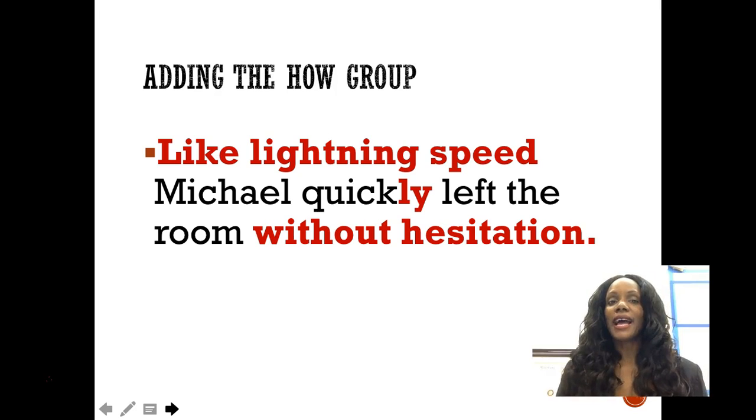And here is how you add the how group. This is a fun one. What I did is I added the how group 3 times because there's several different ways if you look back at the list. Like lightning speed. Michael quickly left the room without hesitation. And so like is one of the words from the how group. A word ending in ly is one of the words from the how group. And in with or without, I just said without hesitation. And that helps us formulate the how group.